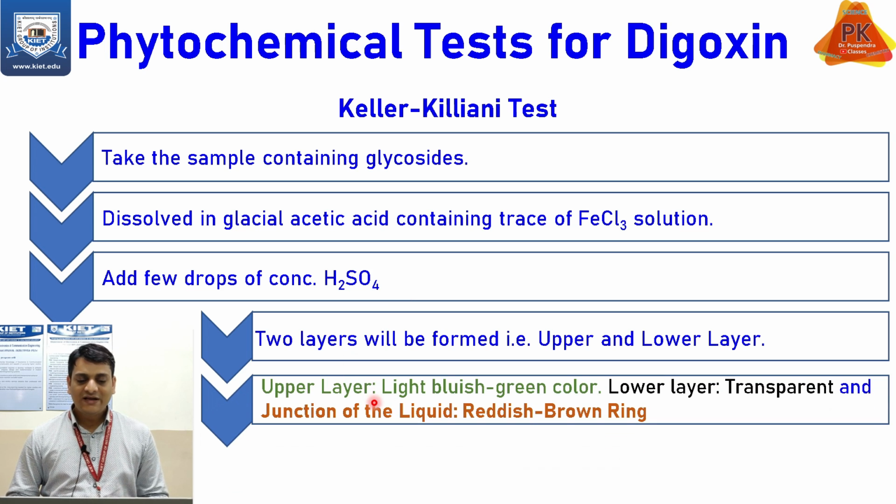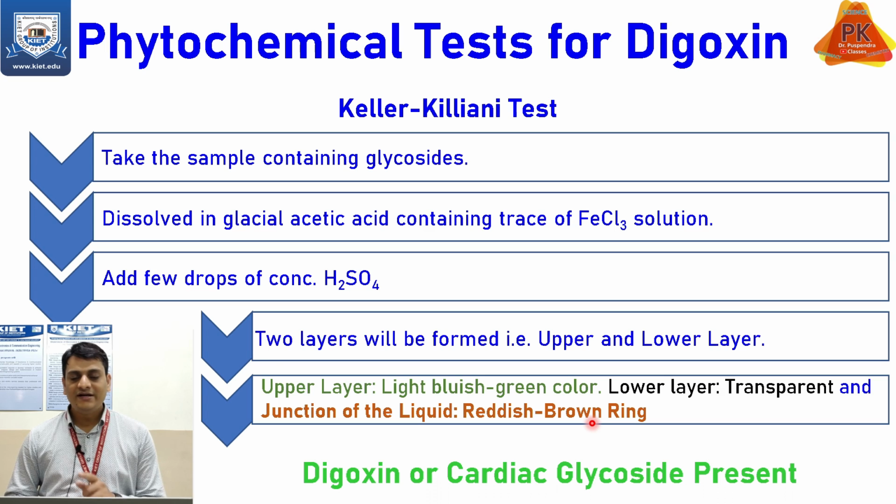So if the upper layer shows light bluish green color and the lower layer is transparent, and at the junction of the two layers we are getting reddish brown color, it means digoxin or cardiac glycosides are present. So this Keller-Killiani test is especially for cardiac glycoside.